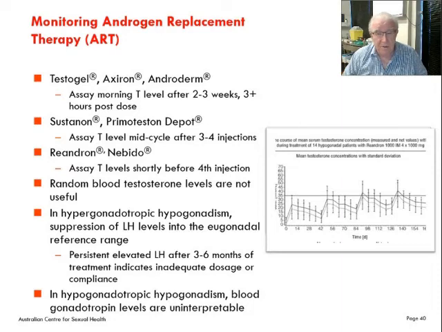In hypergonadotrophic hypogonadism, primary testicular failure, suppression of the initially elevated LH levels into the eugonadal range is expected. In fact, most of these men have almost unrecordable levels of LH. Failure of that initial elevated LH to reduce after 3 to 6 months of treatment indicates either inadequate dosage or poor compliance. On the other hand, in men who have secondary hypogonadism, hypogonadotrophic hypogonadism due to hypothalamic or pituitary failure, blood gonadotropin levels are uninterpretable.